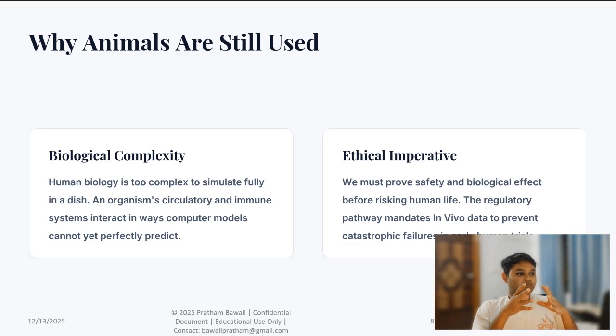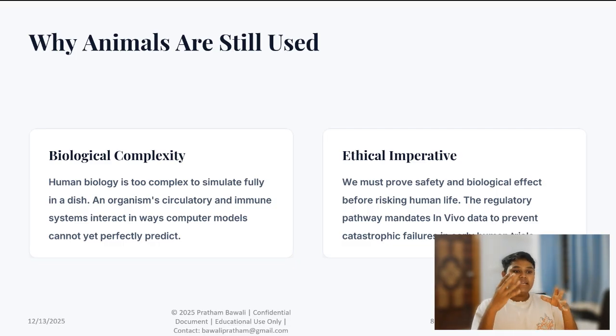Then we will understand why animals are still used, because the basic thing is biological complexity. Human biology is too complex to simulate fully in a dish. An organism's circulatory and immune systems interact in ways a computer model cannot yet perfectly predict. Then the ethical imperative: we must prove safety and biological effects before risking a human life, which is more important, because at the end of the day we are making drugs for human products.